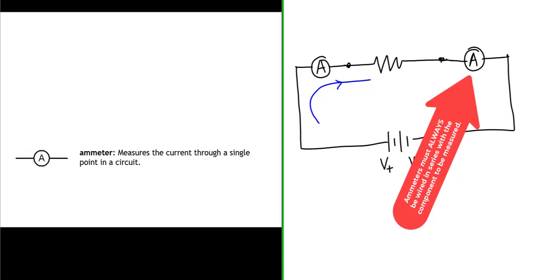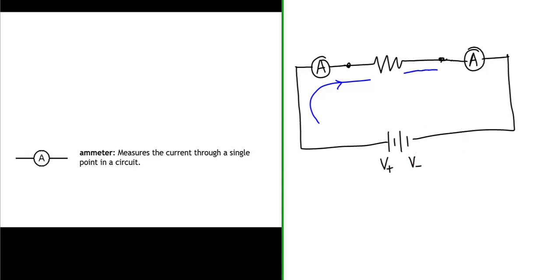And when we do that, we would see that the current leaving the resistor is the same as the current going through the ammeter. So the ammeter can measure the current coming into that component or leaving the component. And what it would measure is that the current into this resistor is equal to the current coming out of the resistor.